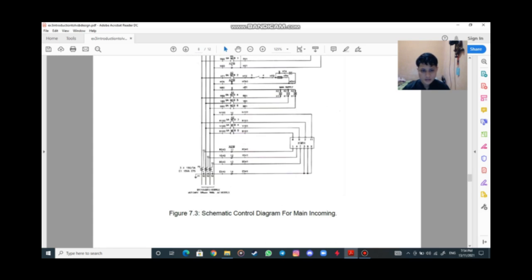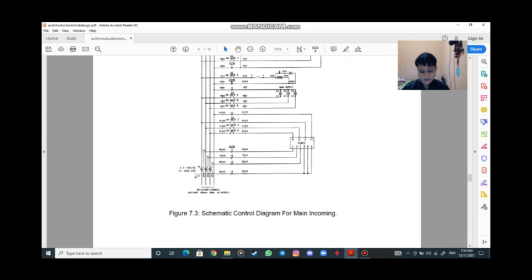Here it mentions 415 volts and 240 volts, 3 phase and 50 Hz AC supply. So this incoming is AC supply and 3 phase. Coming from the MD is 415 volts, and the outgoing is 240 volts. So this is a three phase step down to single phase.